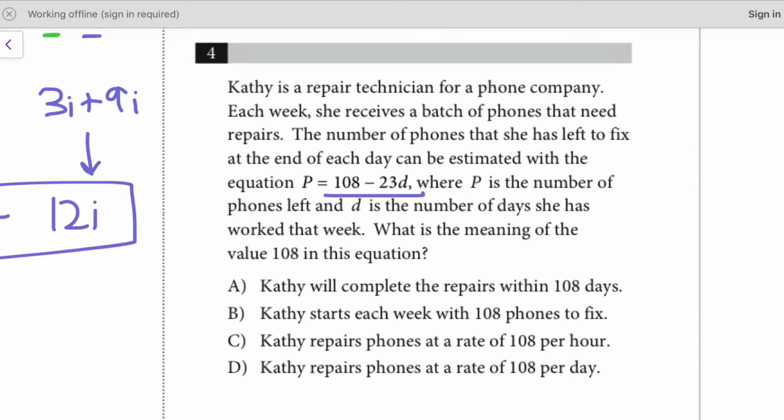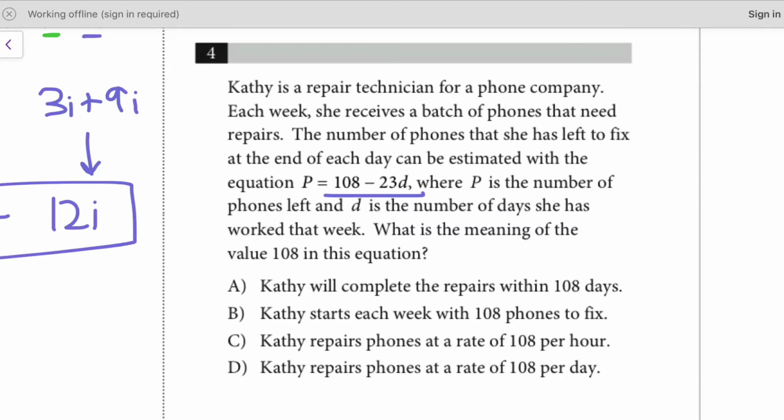Since D represents the number of days Kathy works that week, 23 would represent the number of phones she repairs every single day. And 108 would represent the original number of phones, or the initial value, as in how many phones she has to repair at the start of the week.